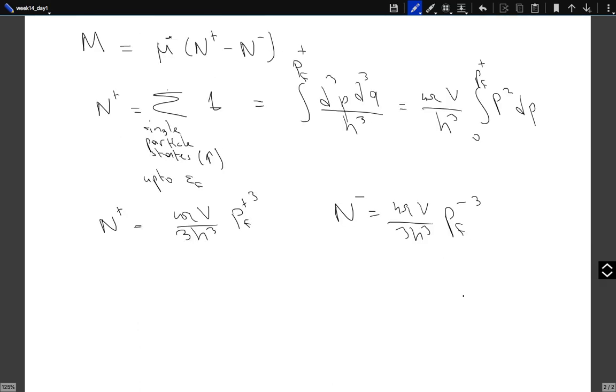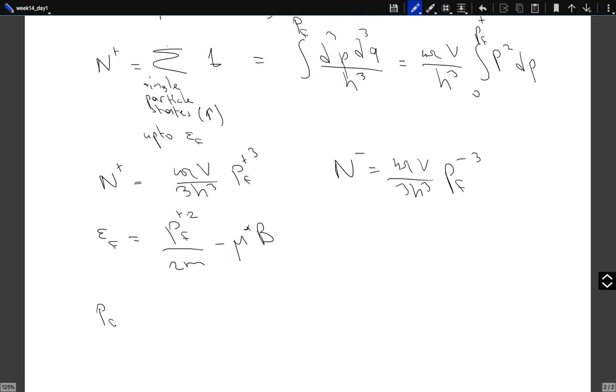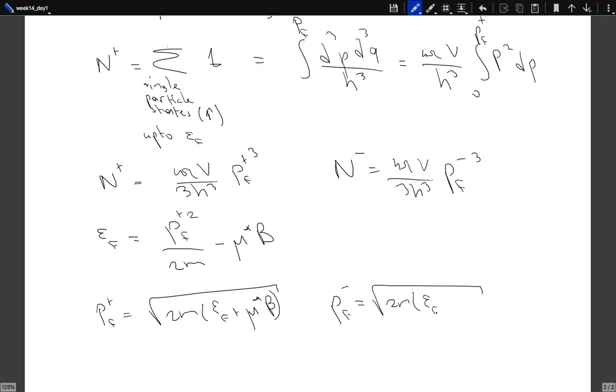Now, what are these p_F plus and p_F minus? At the Fermi level, an electron with spin up has energy p_F plus squared over 2m minus mu star b. So p_F plus is the square root of 2m times (Fermi energy plus mu star b). And p_F minus would be the square root of 2m times (Fermi energy minus mu star b). So we have fewer n minus states because p_F minus is smaller. Well, that's what we were expecting anyway.